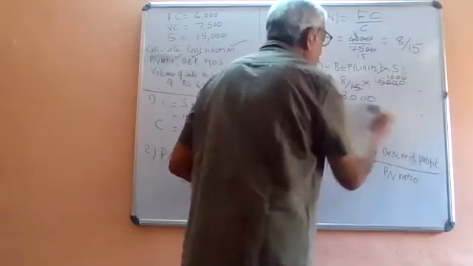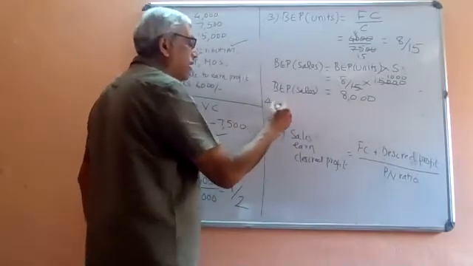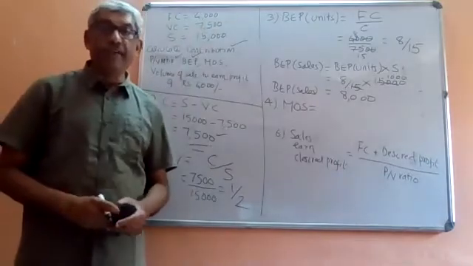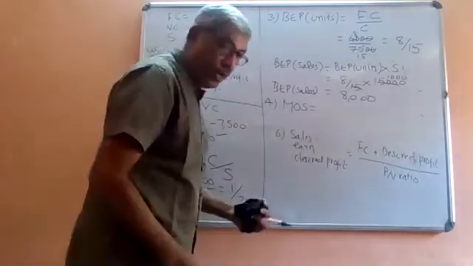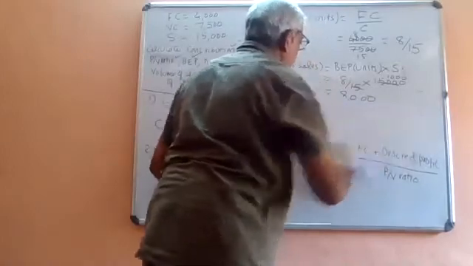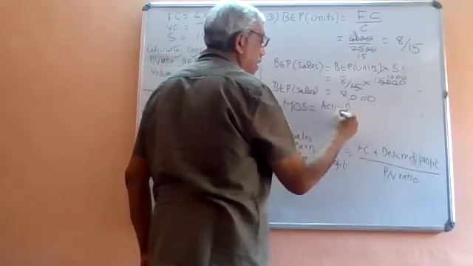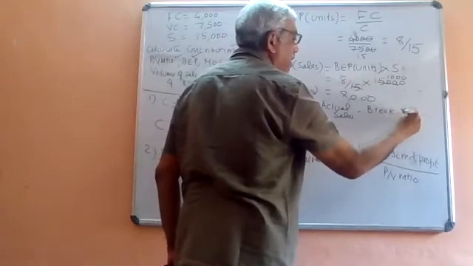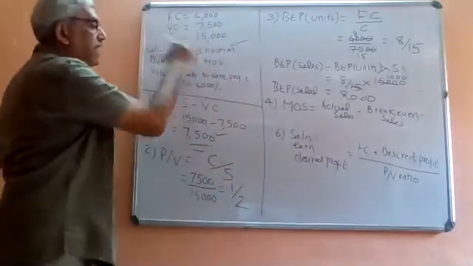Now the next thing is we have to calculate margin of safety. What is the formula for margin of safety? It is actual sale minus break-even sale. Now how much is your actual sale? Your actual sale is 15,000.